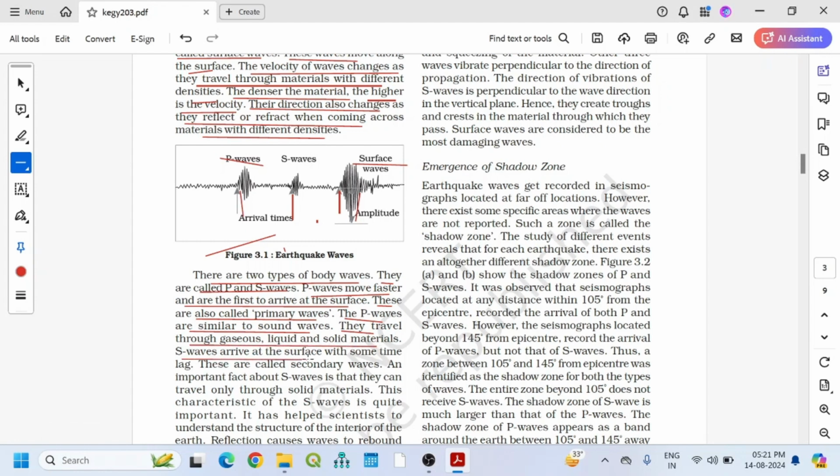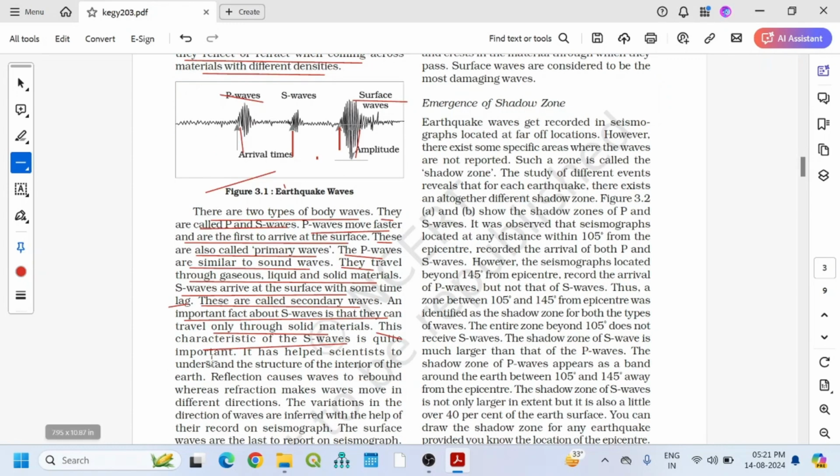S waves arrive at the surface with some time lag. These are called secondary waves. An important fact about S waves is that they can travel only through solid materials. This characteristic of S waves is quite important. It helps scientists to understand the structure of the interior of the earth.